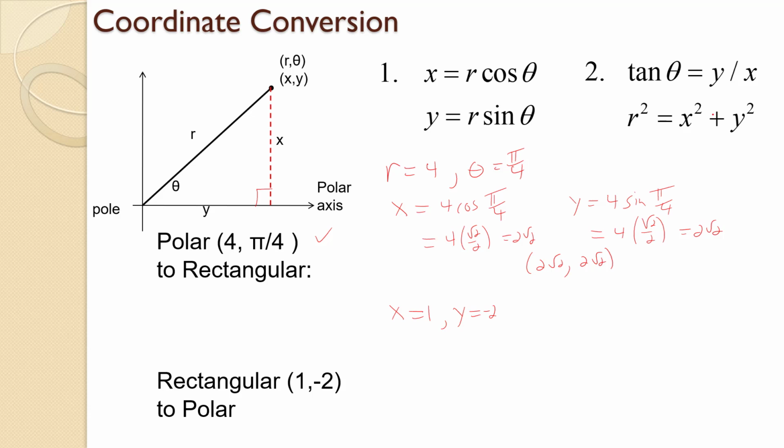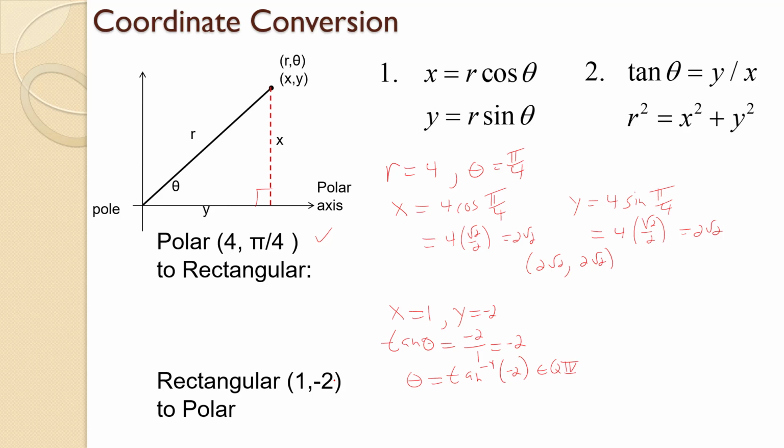So for example, we know that the tangent of this angle is the y, negative 2, over the x, which is 1, and that's negative 2. So theta, one such angle, is the inverse tangent of negative 2. That would be an angle that is in quadrant 4, and it's a negative angle. But our point is in quadrant 4.